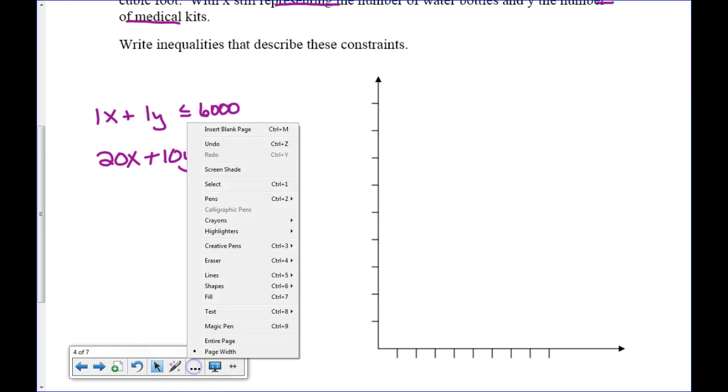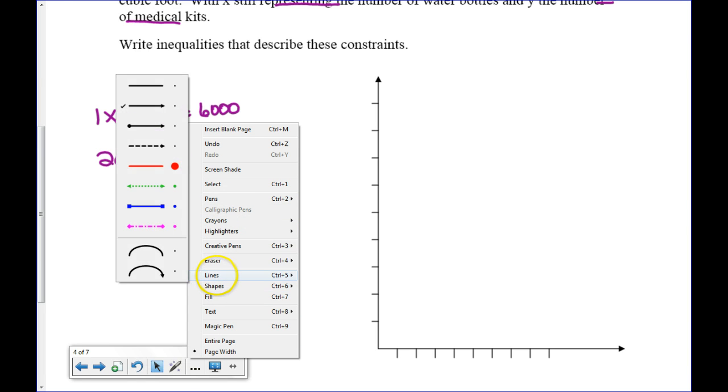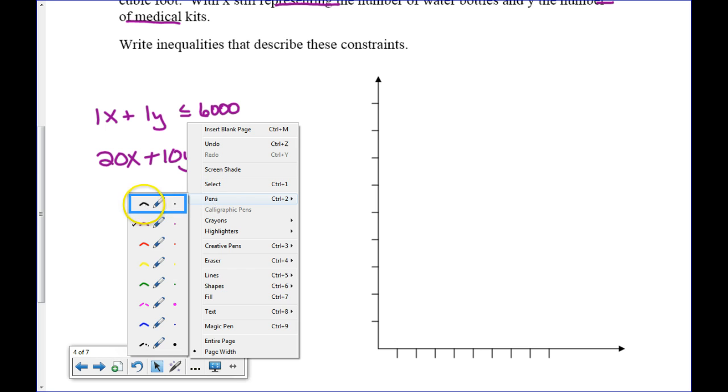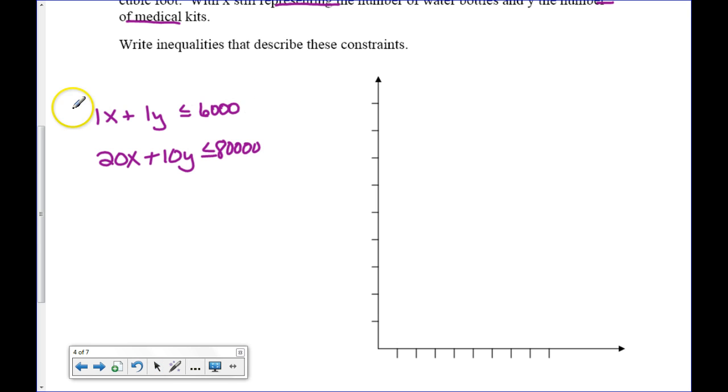What we want to do now is graph these constraints. Okay, so first of all, I'm going to look at this first constraint right here. Where are my x-intercepts for that first one? If I cover up my x, what's my y going to be? 6,000. And if I cover up my y, what's my x going to be? 6,000. So I'm going to make my scale by thousands, but I'm just only going to say 1, 2, 3, 4, 5, 6, and so on.